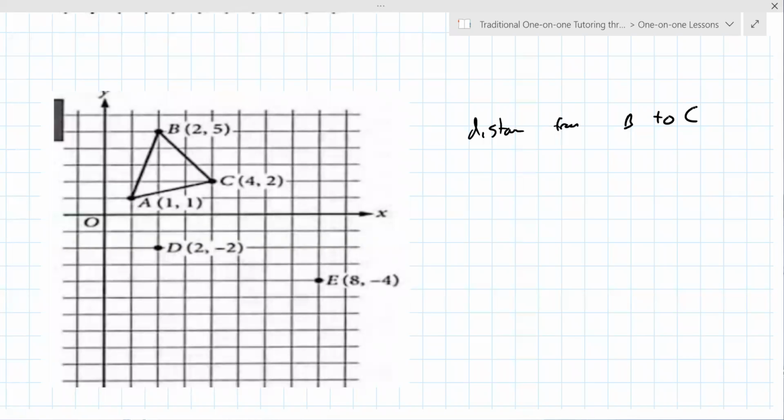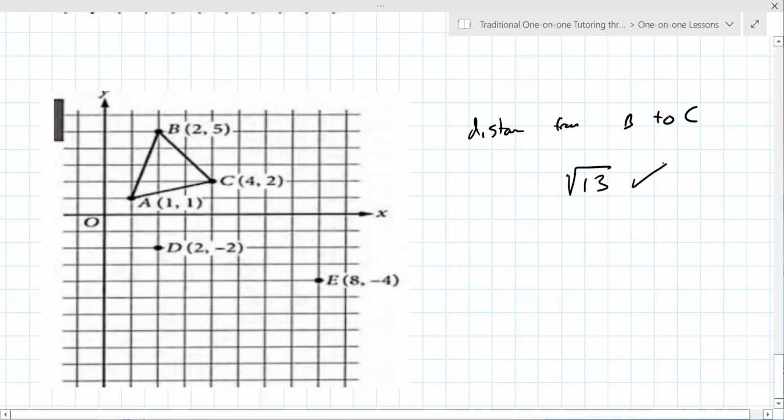How are you doing on this one? Good, I got myself an answer. What is your answer? My answer is square root of 13. Good.